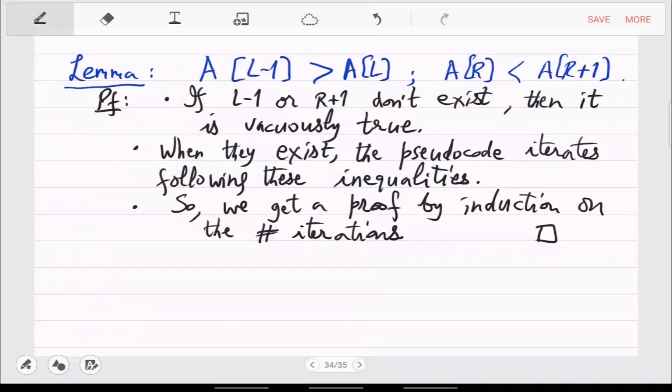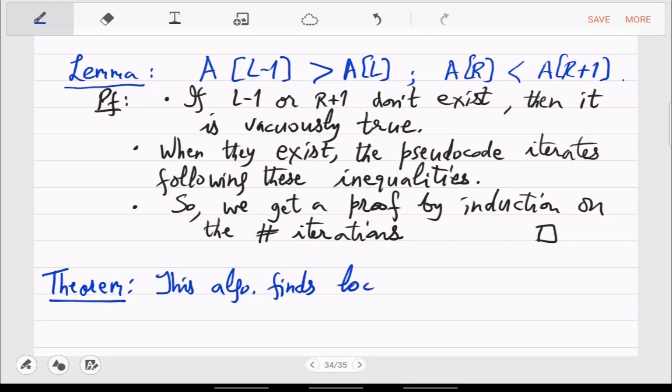Yeah, so this then completes our array, this 1D array case. So what we can deduce now is that this algo finds local minima of a 1D array in how many steps?